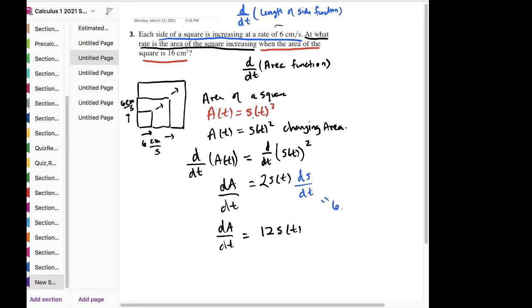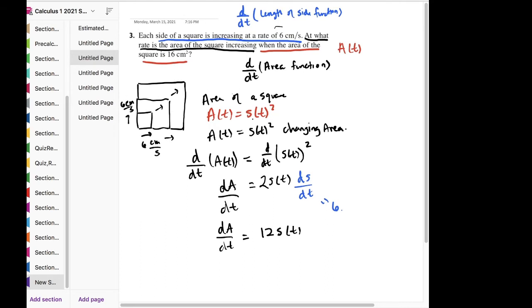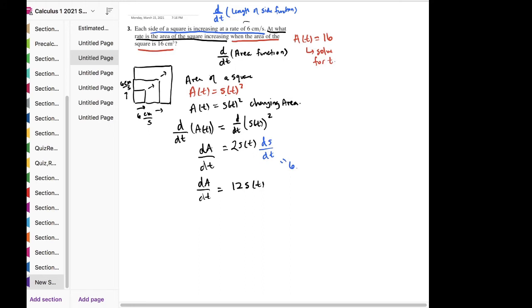It's when, so that's why it's A of t. Yeah, so that's it. When the area is 16 centimeters squared. So it's when A of t is 16, solve for t. Okay, so let's do that. A of t is equal to 16 is equal to s of t squared.